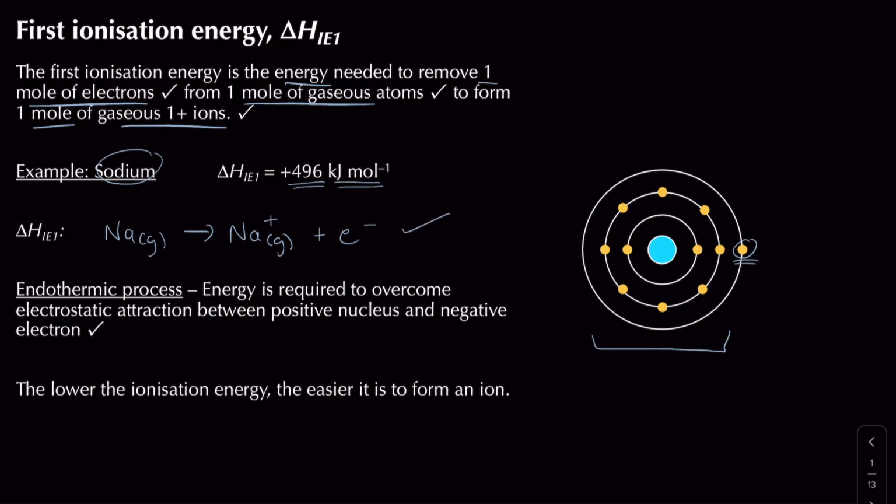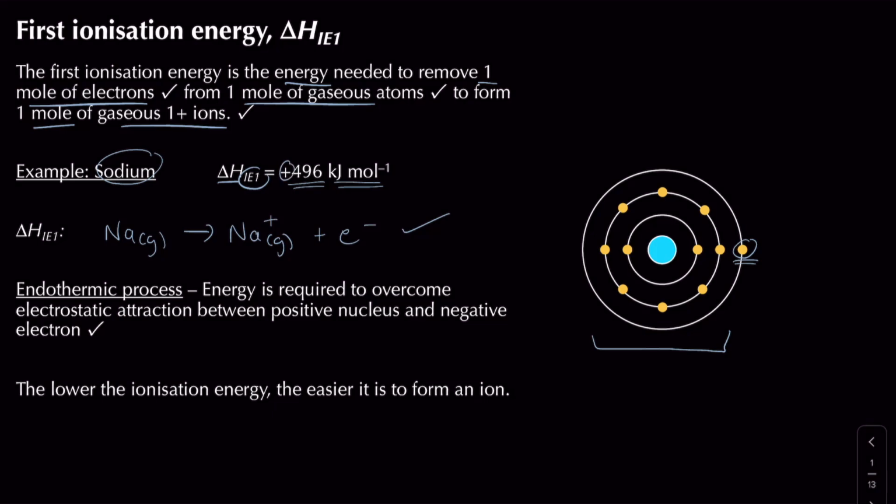Now the symbol that we give for the first ionization energy is very important. It's just going to be delta H, and then we put IE1, IE meaning ionization energy, and 1 meaning the first ionization energy. We'll come across this later on when we deal with enthalpy changes in module 3, but for now we'll just go with delta H as being similar to energy change in terms of what you've done at GCSE.